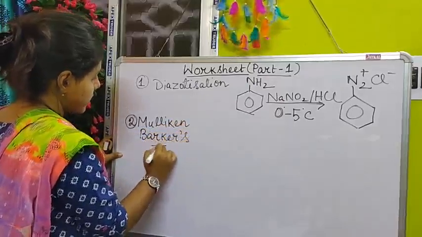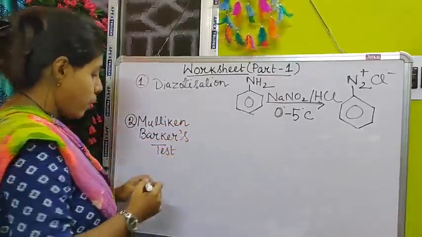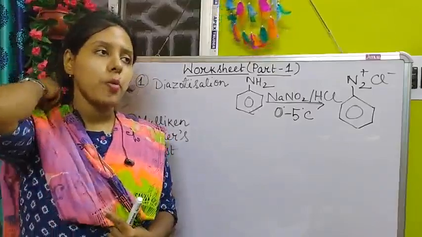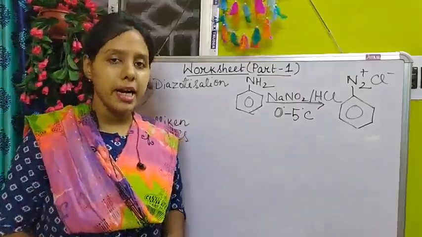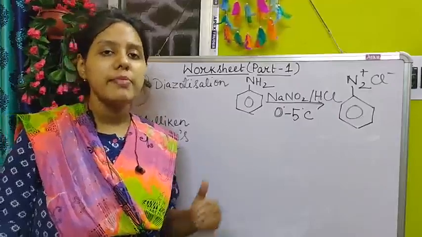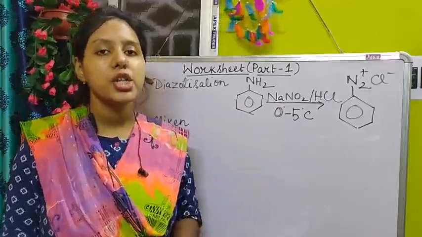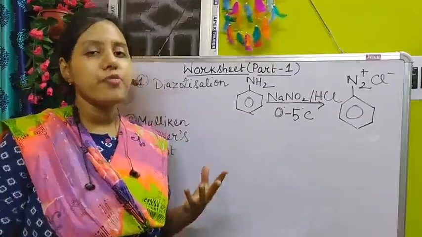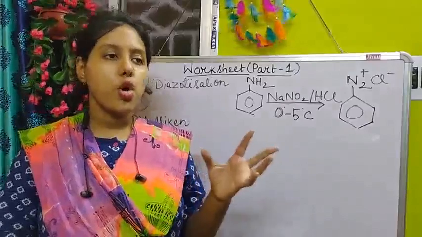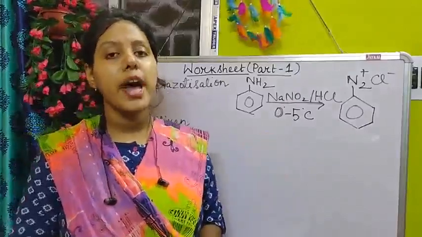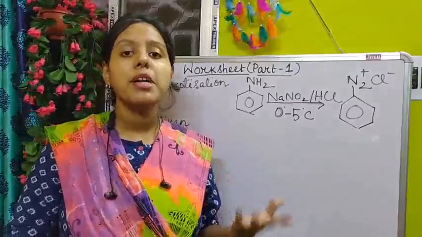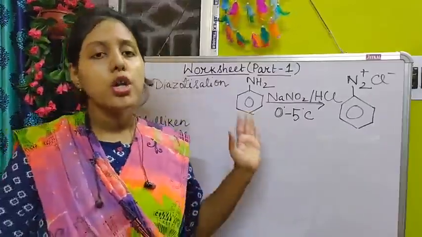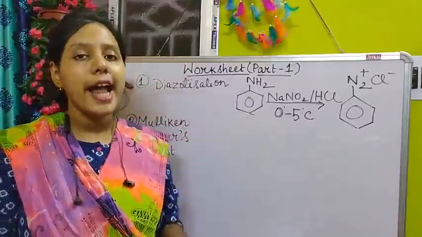Mulliken-Barker's test has already been discussed in the class. There are basically two parts in the Mulliken-Barker test. In your notes you can see this part in the chemical reactions of nitrobenzene. Not only nitrobenzene, but different types of nitro compounds. In that chapter we learned different chemical reactions of nitro compounds, so you can find this part there.